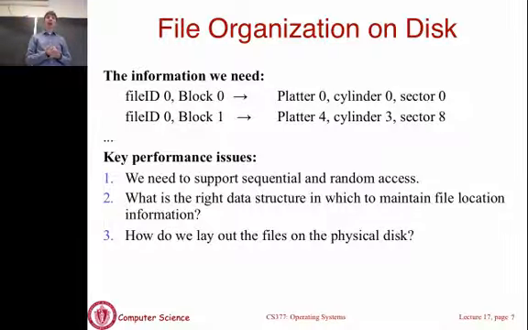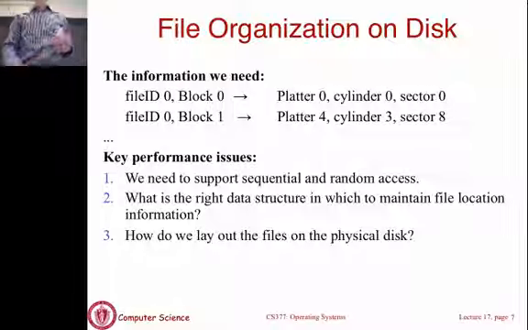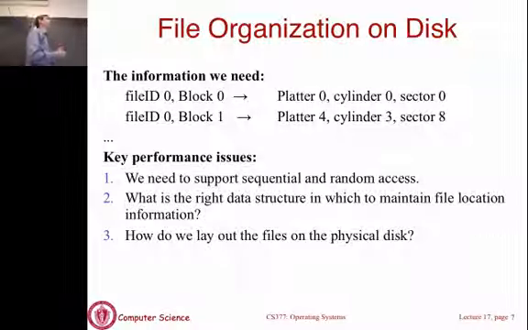Now, in practice, a block is typically a multiple of a sector. So a block might be 2 or 4 sectors, 1 to 4 kilobytes on average. But essentially, we can just assume that a block is roughly equal to a sector. So we basically need to take file blocks and decide where they are in the disk, which is basically going to mean what platter, what cylinder, and what sector.